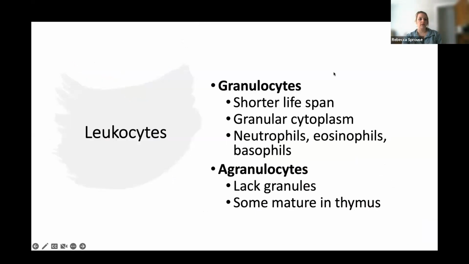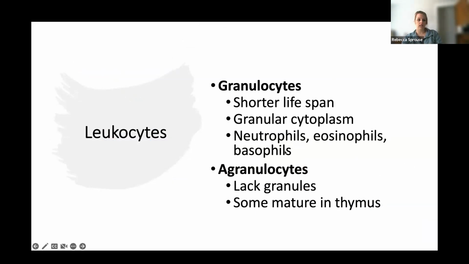Leukocytes can be split up into two groups, granulocytes and agranulocytes. What you'll notice, the biggest difference is going to be their cytoplasm. Granulocytes are named because they have granules in their cytoplasm, or little dots. We'll see that. Agranulocytes don't have those. Granulocytes also have a shorter lifespan. Agranulocytes live longer. Then the five different types are split up into these groups.